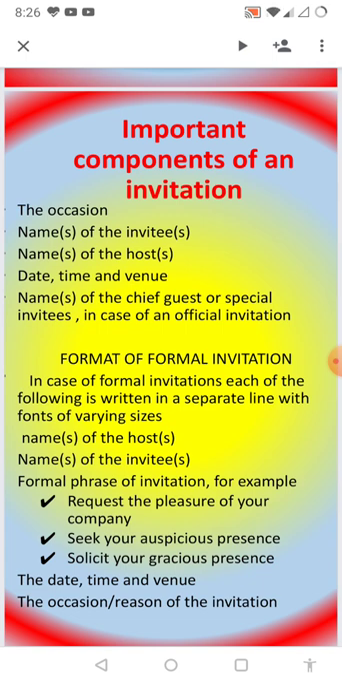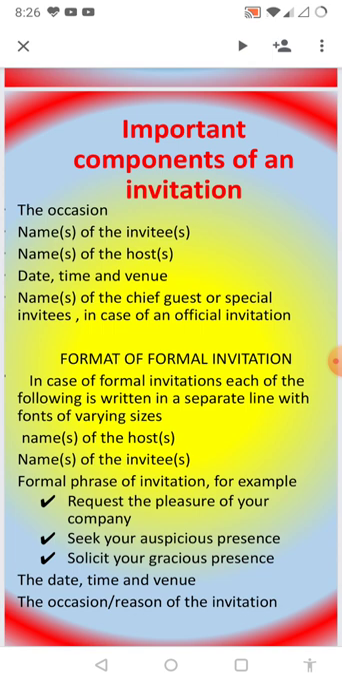And the name of the host. First you write the name of the invitees to whom you are inviting, and then you write the name of the host. Date, time, and venue are very important. Then the name of the chief guest or special invitees in case of any official invitation. If any chief guest or special invitee is there, that also you have to write.